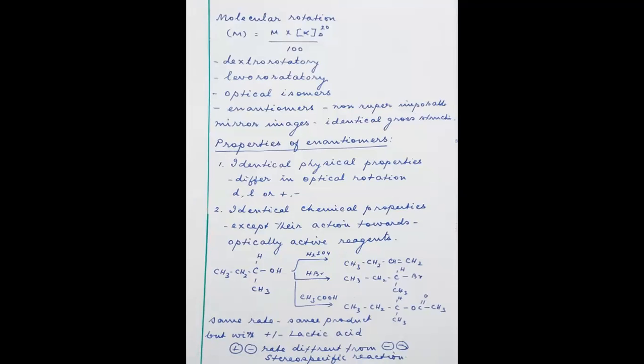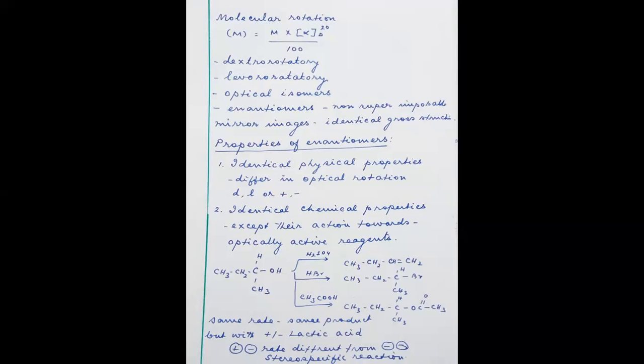You have to understand another thing called molecular rotation. What is this molecular rotation? Molecular rotation is specific rotation multiplied by molecular weight divided by 100. This is called a molecular rotation. And I have already explained what is dextrorotatory substance and what is levorotatory substance. Dextrorotatory substance means it turns the plane of the plane polarized light towards the right. Levorotatory substance turns the plane of the plane polarized light towards left.